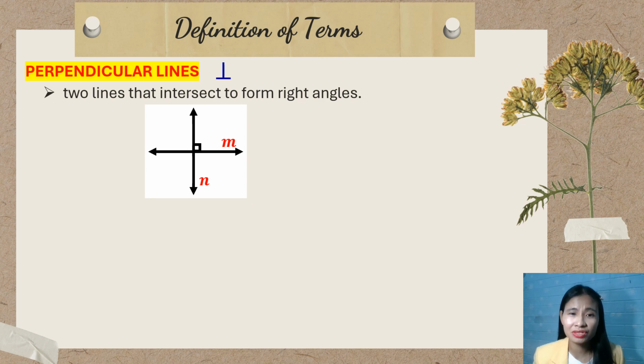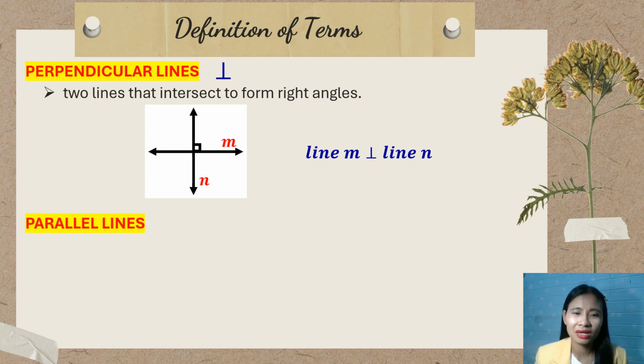From this illustration, we can say that line M is perpendicular to line N. The horizontal line is line M and the vertical line is line N. And by the way, it does not necessarily have to be horizontal or vertical. Both lines can be slanting. You just have to make sure that they form a right angle.